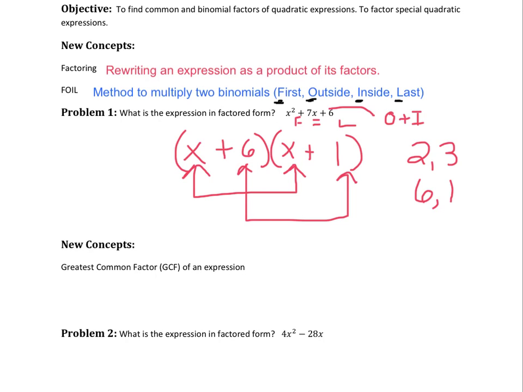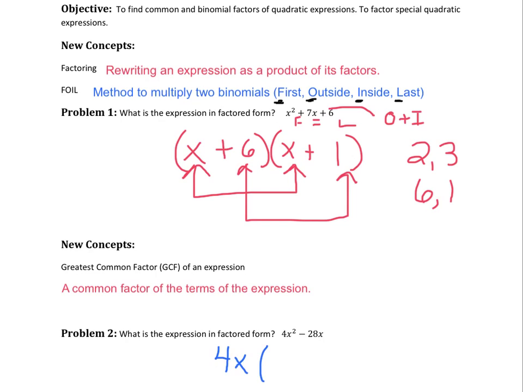Okay, our next concept is the greatest common factor, or the GCF of an expression. And that's a common factor of the terms in the expression. All right, so our problem that we want to factor is 4x squared minus 28x. And one of the first things I looked at is what is the largest number that's a factor of 4 and 28. 4 goes into 28 7 times. So if I take out a 4, and then also let's look at the x squared and the x. They would have in common at least one x. So my first factor is 4x.